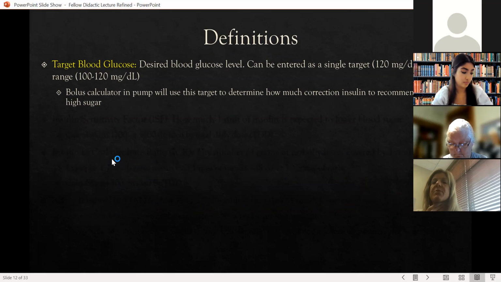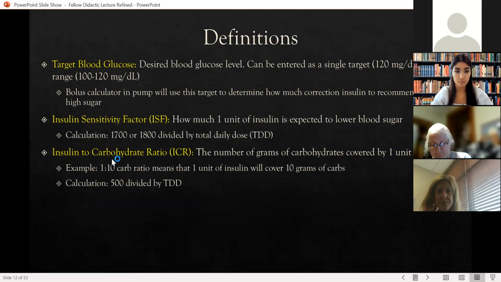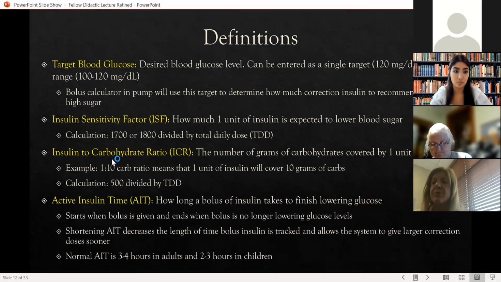Definitions, you can actually put up all the definitions here because I'm going to go through them pretty quick. So target glucose, that is a terminology that we use all the time, and that is set in the pump. And it is usually 120. Depending on the pump, you set a low target and a high target. Some other pumps just have 1 target rate. And so 100 to 120 is usually the target. That's where we want our blood sugars to be.